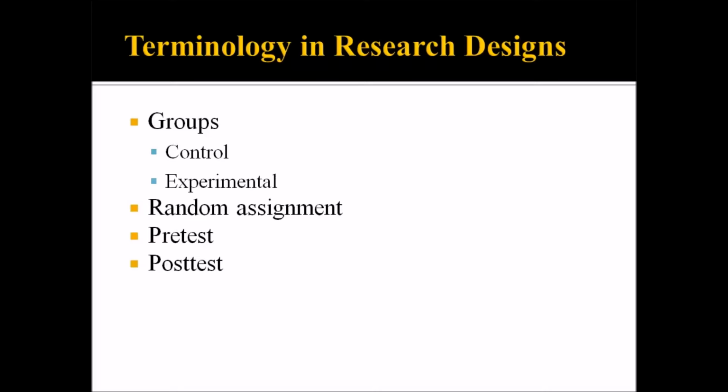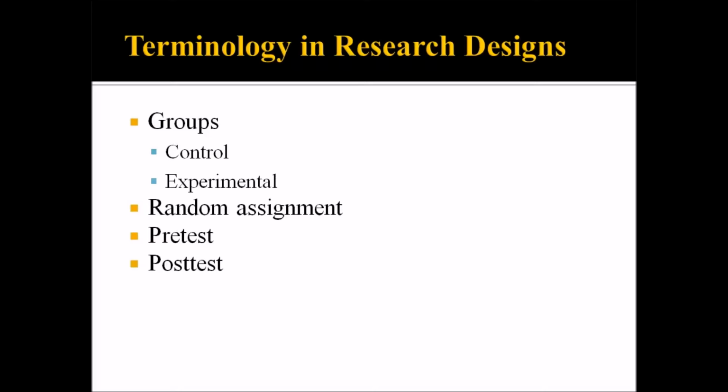I want to start off by looking at some of the common terminology used in research. First, we'll look at groups, and there are two types of groups. You have control and experimental. So in a control group, that's a group that does not receive whatever treatment that you're studying in your design.